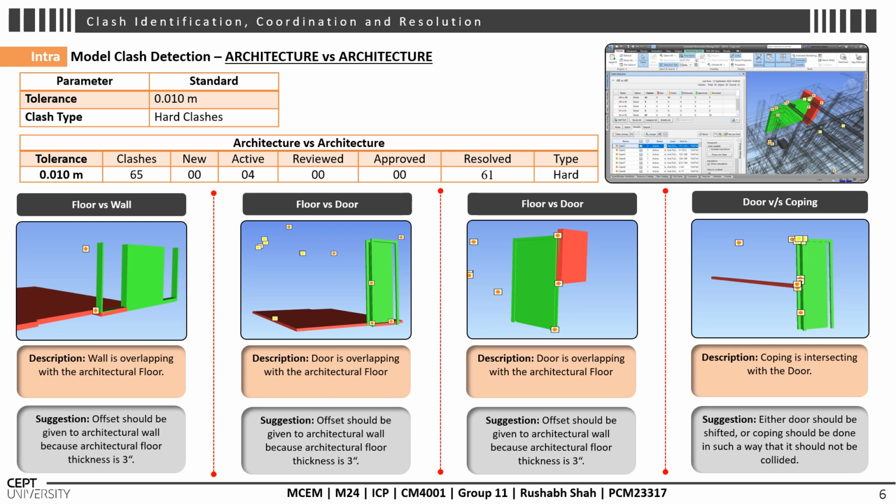So the total clashes are 65. From that, we resolve them by creating sets and making changes in our architectural model. So we resolved 61 clashes. So only 4 clashes are active currently.